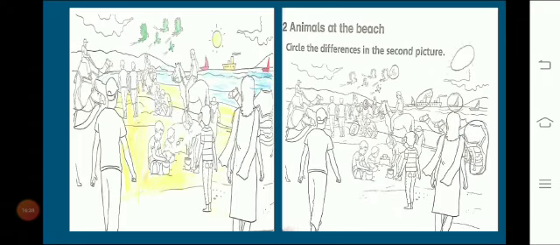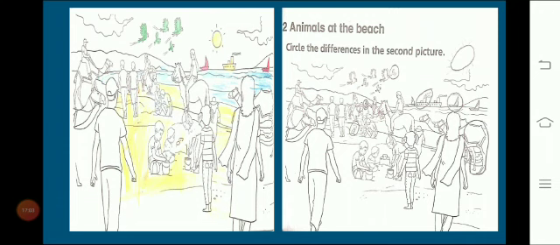Now my dear students, there are both pictures, the picture given on page number 14 and the picture on page number 15. You had to identify the differences between two pictures. Now check it. In picture number 1, there are 5 birds. In picture number 2, there are 6 birds. So we have circled the 6th bird. This is the difference between two pictures. There is sun in picture number 1, but there is no sun in picture number 2.